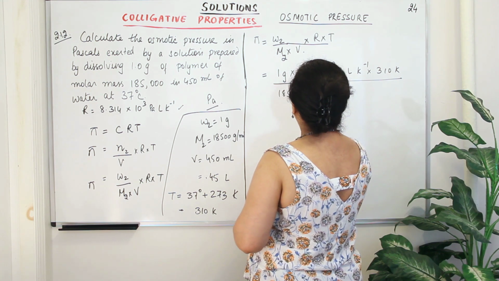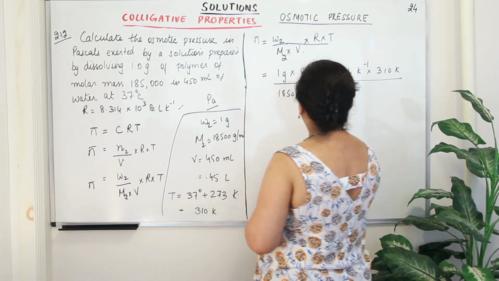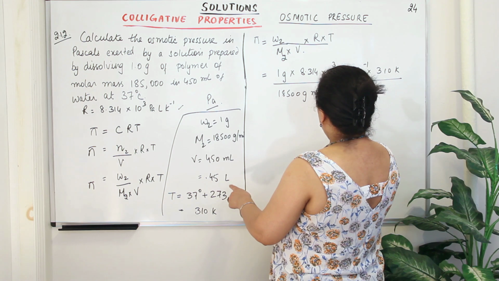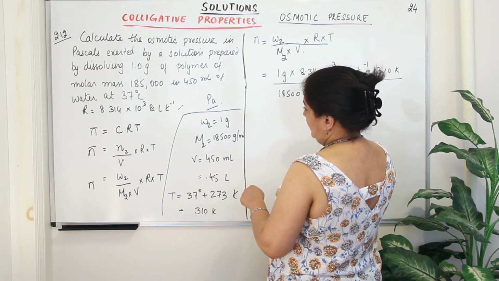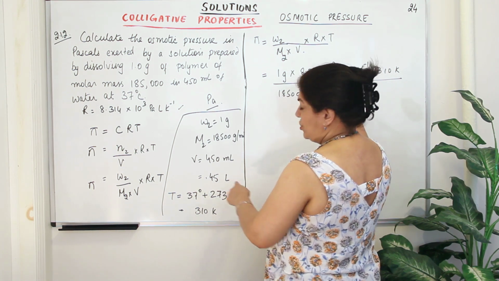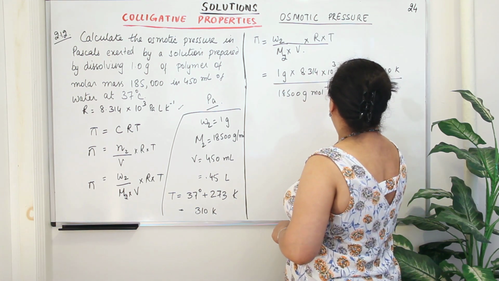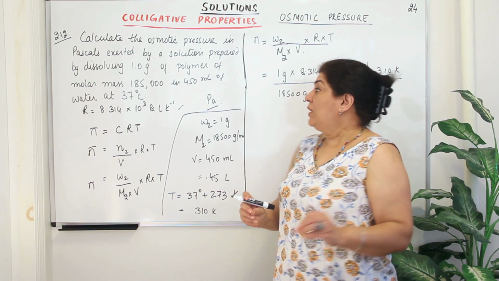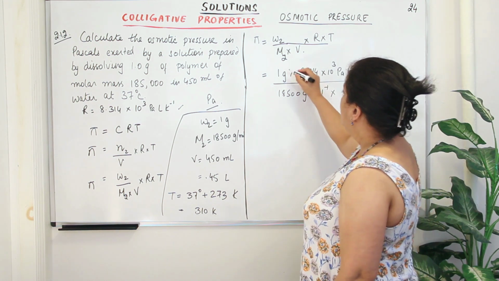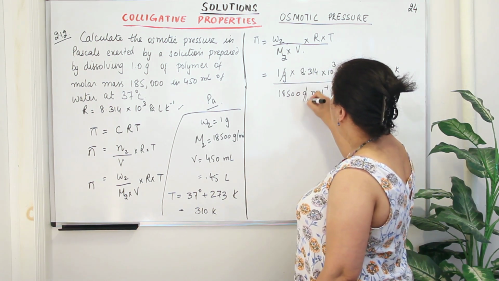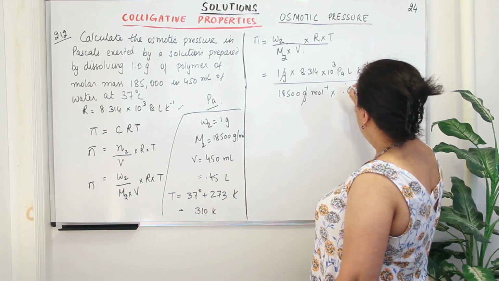18500 gram per mole, right, into V. And what is V? The volume is 0.45 liters. So now let us cancel out all the units. Gram and gram get cancelled out.